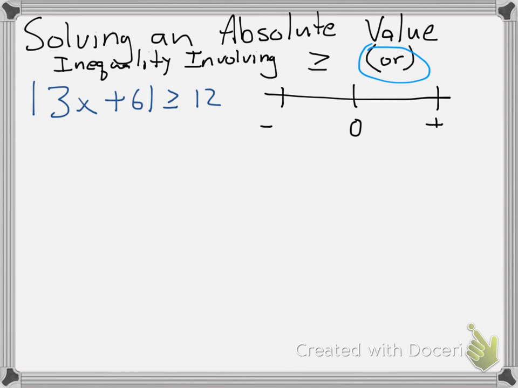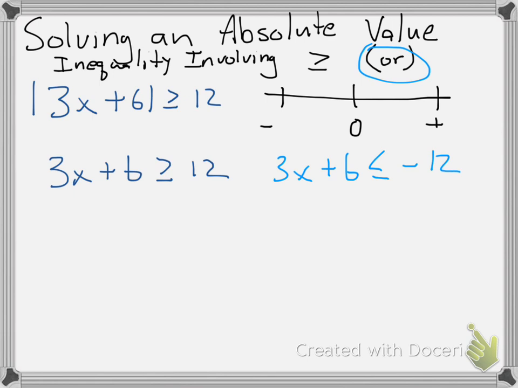So we know the first one we can have would be our 3x plus 6. That's going to be greater than or equal to our positive 12. But we also have our negative. So it's going to be a little different because we have to show it here. So this is going to be our 3x. Oh, let's do it in a different color. Let's do it in this blue. 3x plus our 6, and now we're going to be less than or equal to our negative 12. Okay, and we'll go through it and show you after.